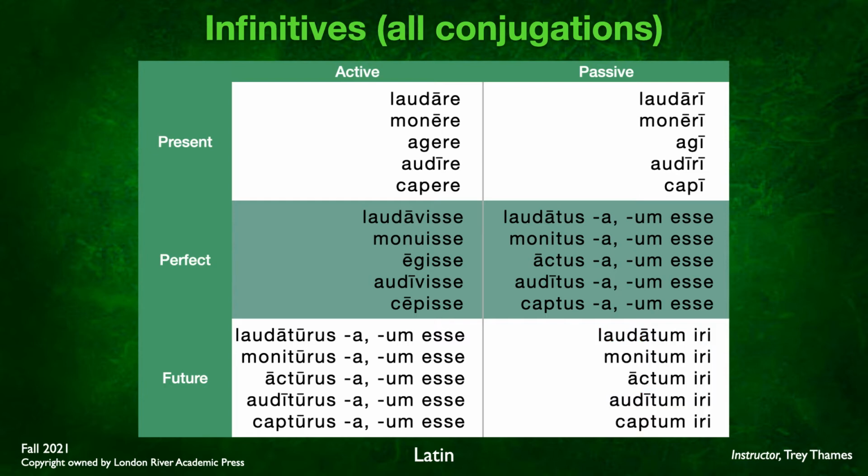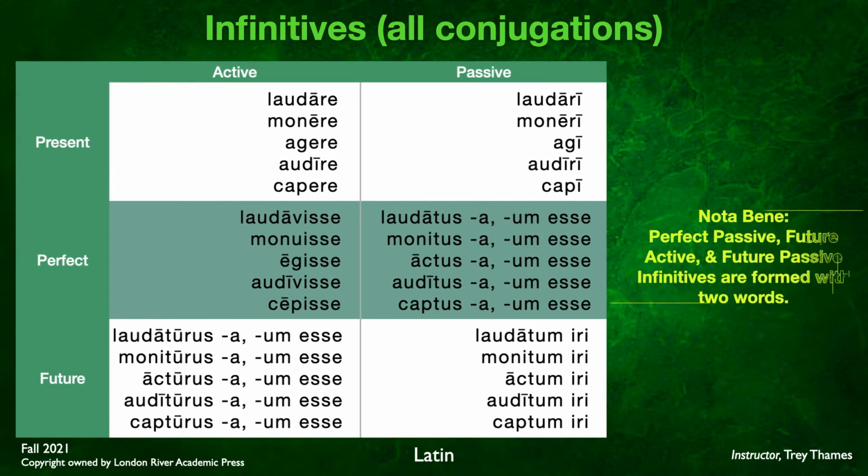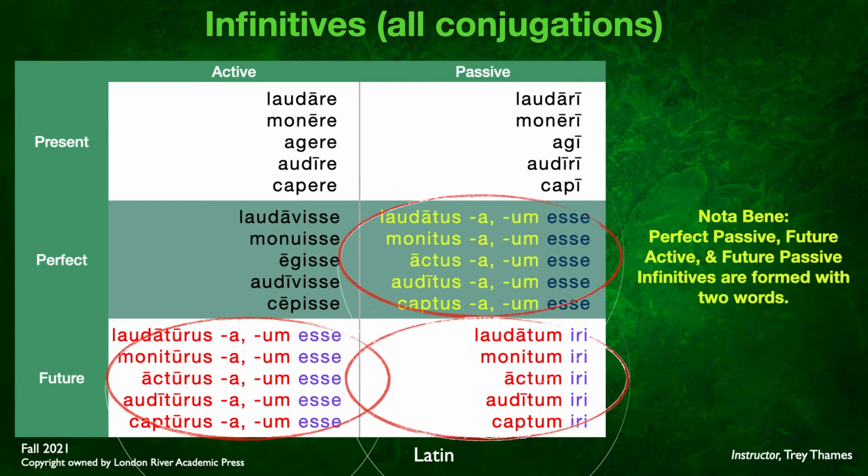All right, so nota bene, as I already mentioned, these three forms are two words. This is different from the perfect active form where isse is added to the third principal part. So laudāvisse is all one word, but these others are two separate words.